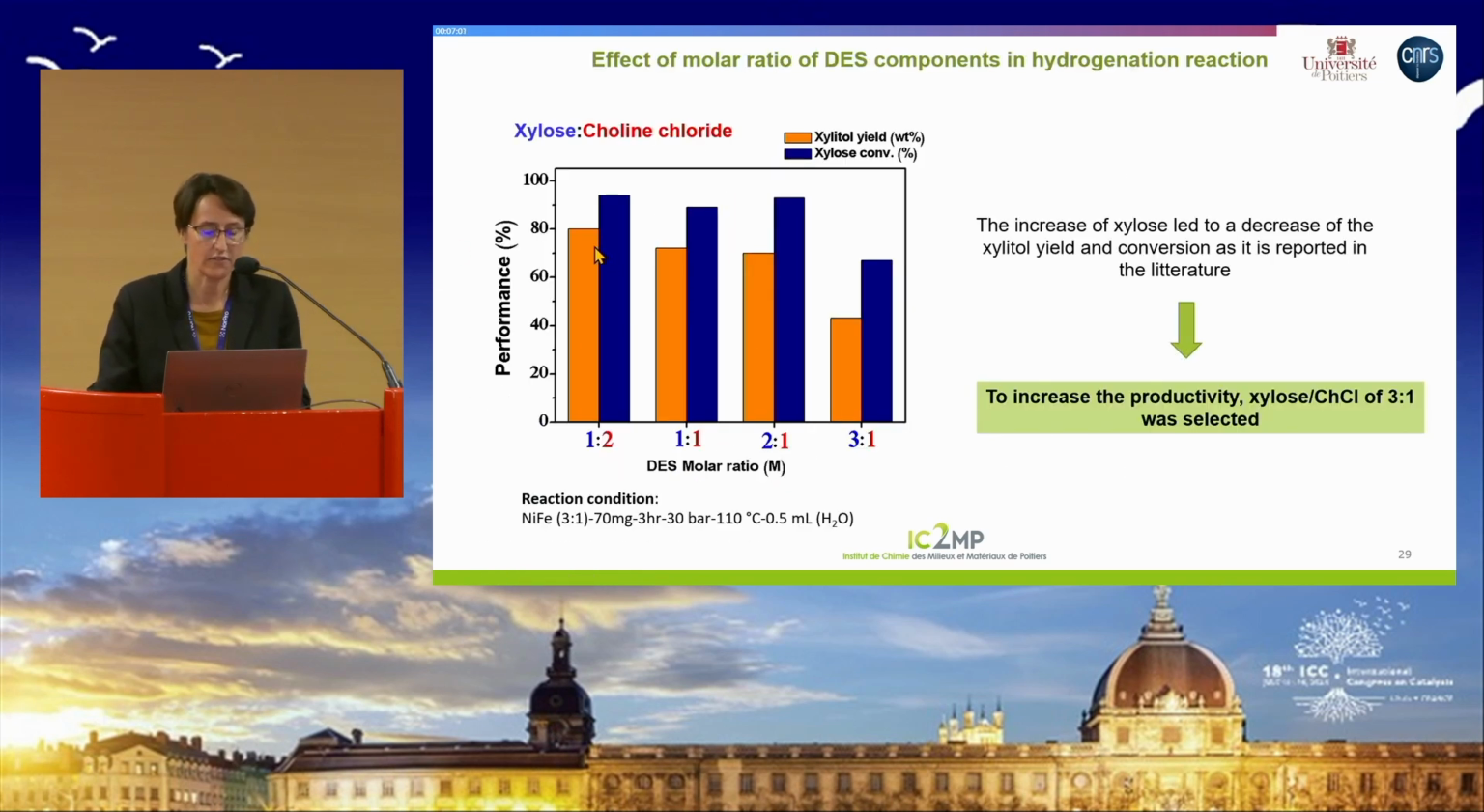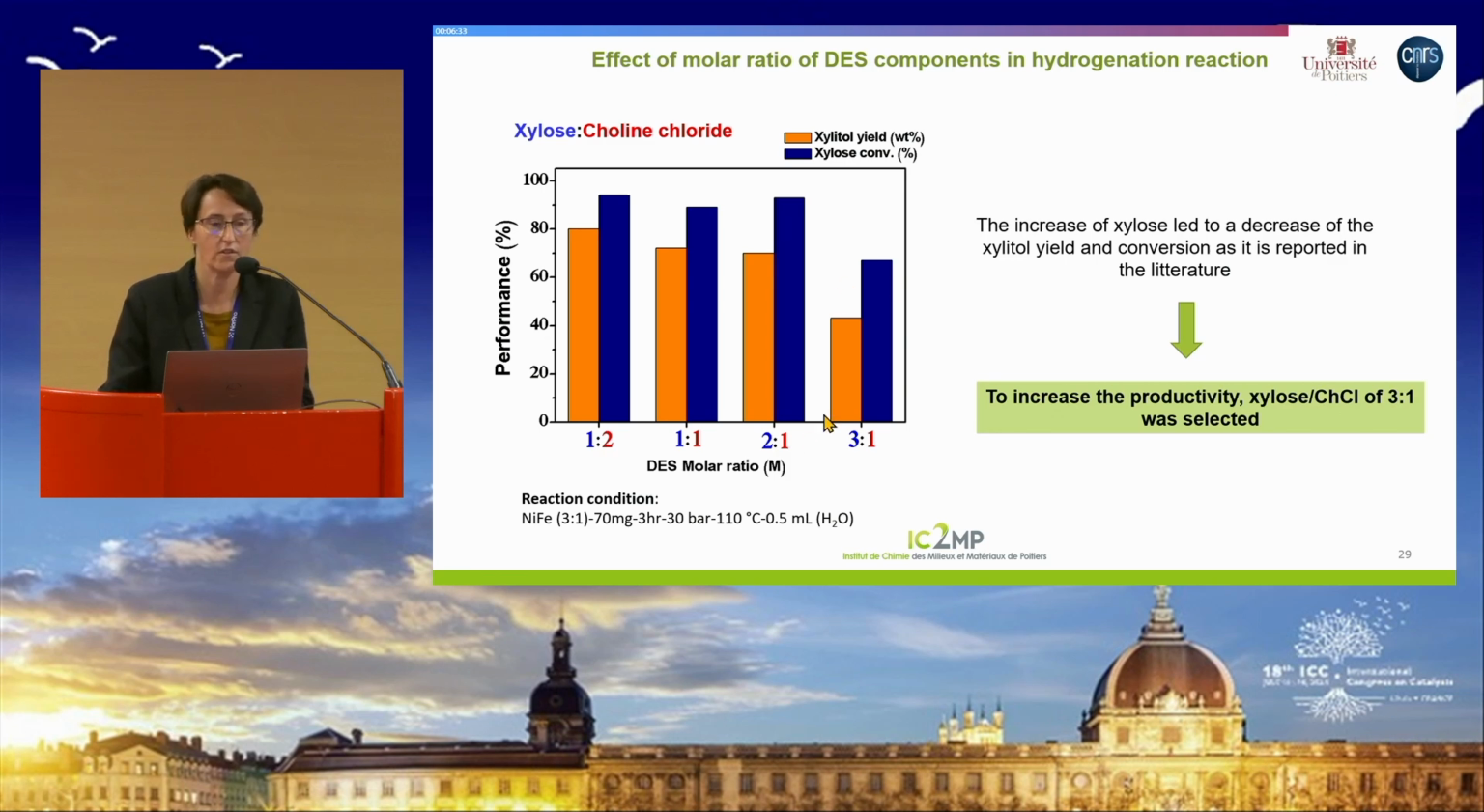So here you have the first reaction using this eutectic solvent. I will explain this graph. Here you have the performance. In orange, this is the xylitol yield. In blue, the conversion. And here you have the molar ratio between xylose and choline chloride. The more you go to this part, the more the xylose content inside the solution increases. So this is what we want.